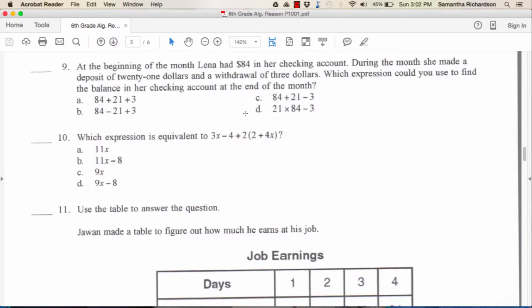Question 9. At the beginning of the month, Lena had $84 in her checking account. During the month, she made a deposit of $21 and a withdrawal of $3. Which expression could you use to find the balance in her checking account at the end of the month? A. 84 plus 21 plus 3. B. 84 minus 21 plus 3. C. 84 plus 21 minus 3. D. 21 times 84 minus 3.